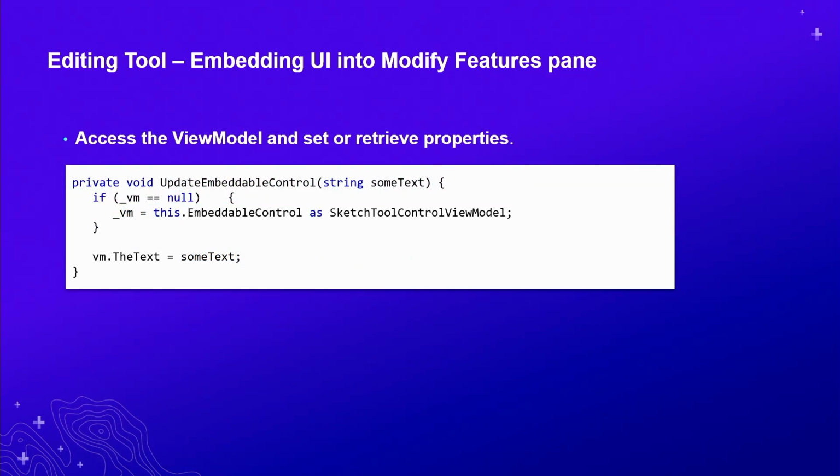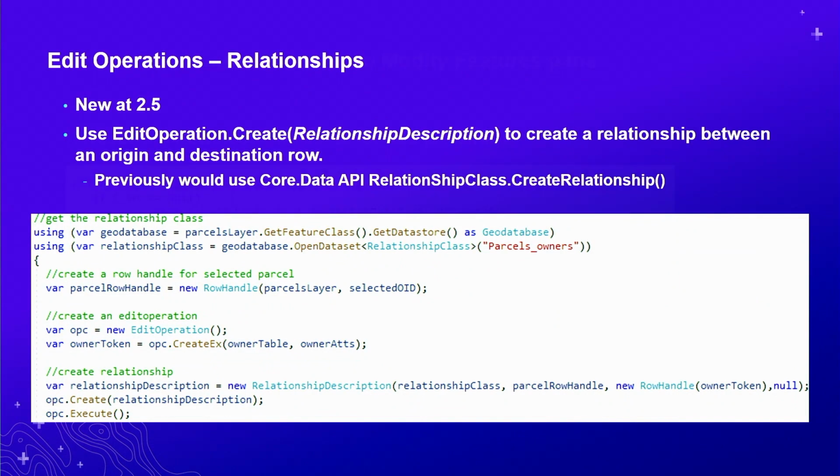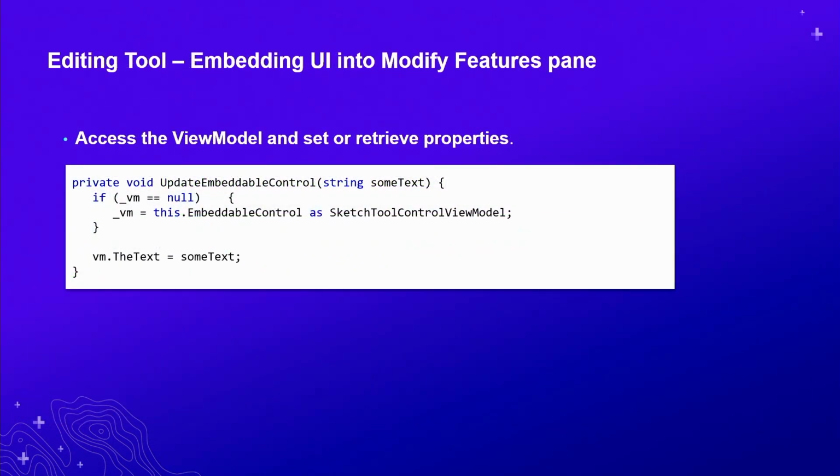This is in the tool itself, not the view model. In the tool itself, you would make a reference to the embeddable control that you have, and then usually cast that to the name of the control. You can then get access to the view model properties simply by using the reference variable. Normally these are bound properties as well, so they're reflecting what's happening in the UI for that control.